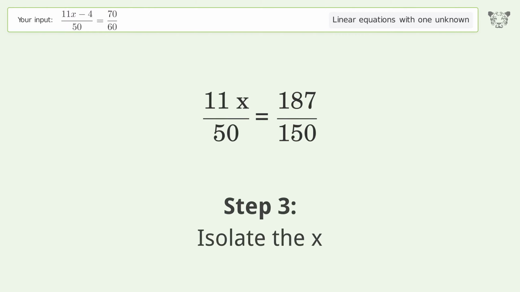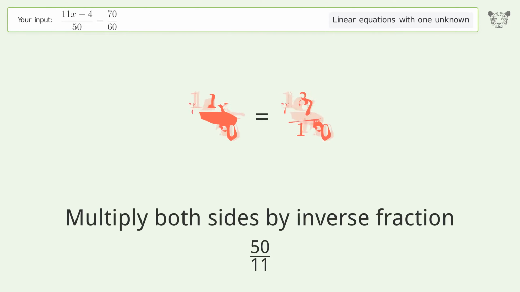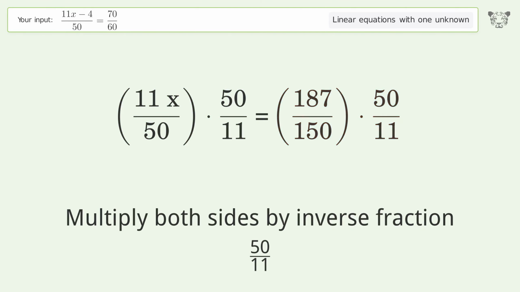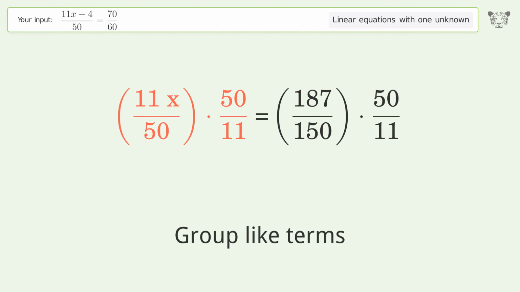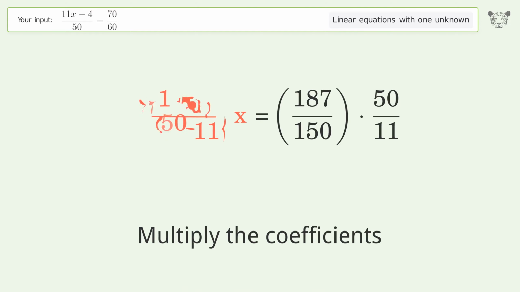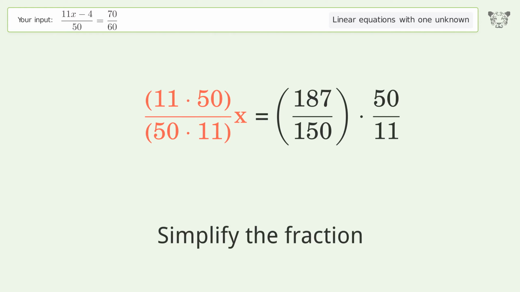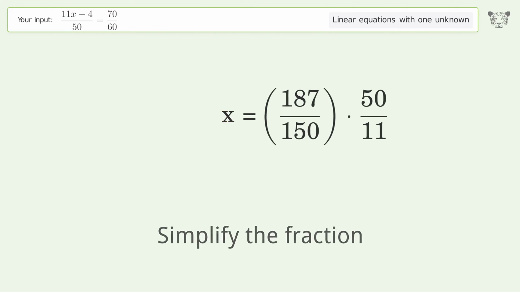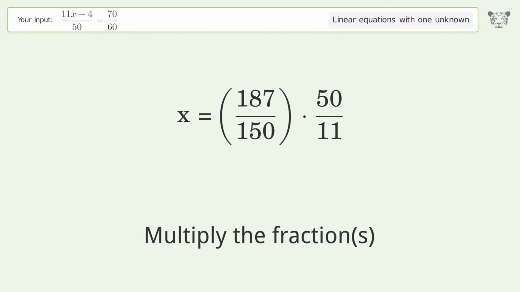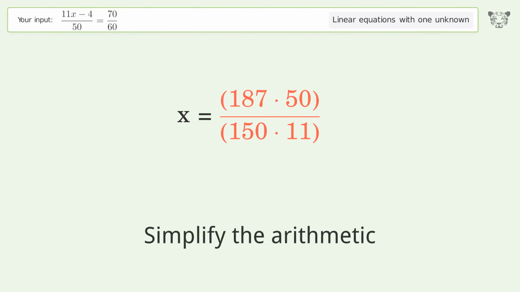Isolate the x. Multiply both sides by inverse fraction 50/11. Group like terms. Multiply the coefficients. Simplify the fraction. Multiply the fractions. Simplify the arithmetic.